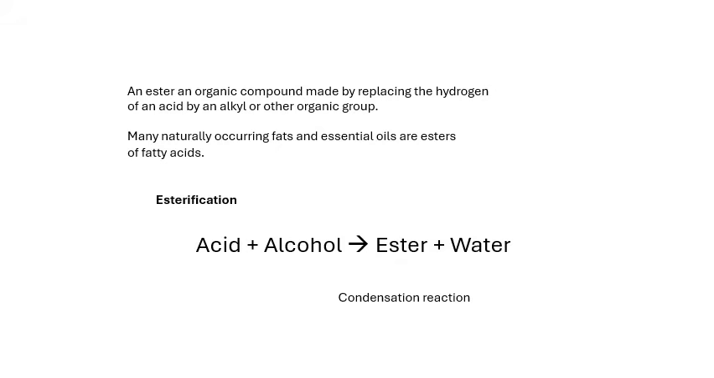So esterification. Remember, acid plus alcohol goes to ester plus water. Okay, and an ester is basically an organic compound made by replacing the hydrogen of an acid by an alkyl or other organic group. You'll see on the next slide or two a little bit more information about this, but basically the lipids that we're talking about, many naturally occurring fats and essential oils, are esters. They are esters of fatty acids.